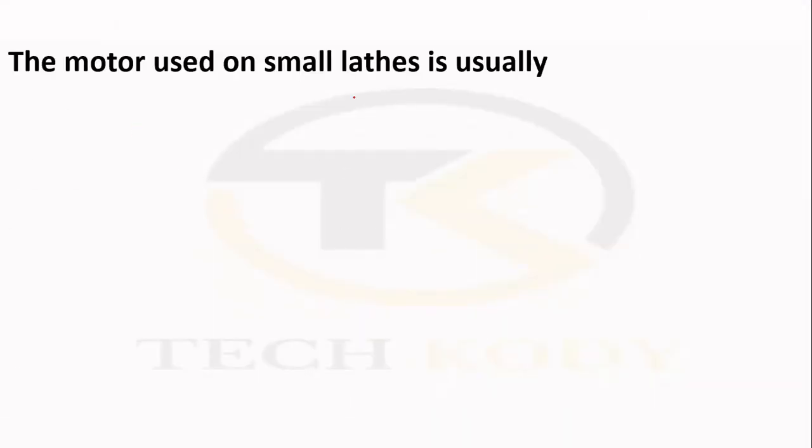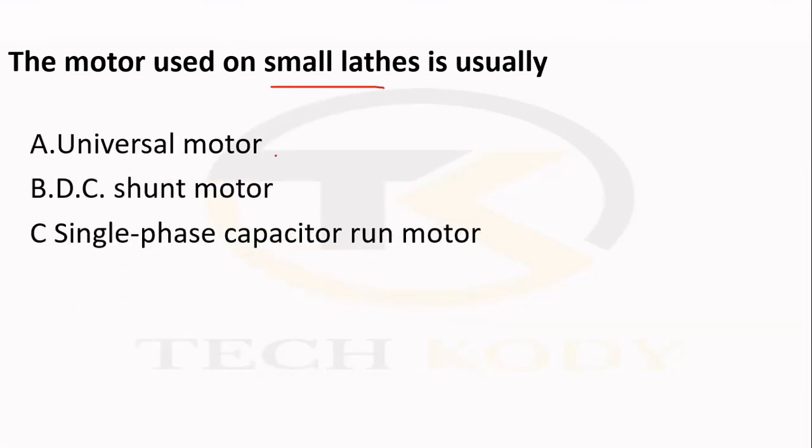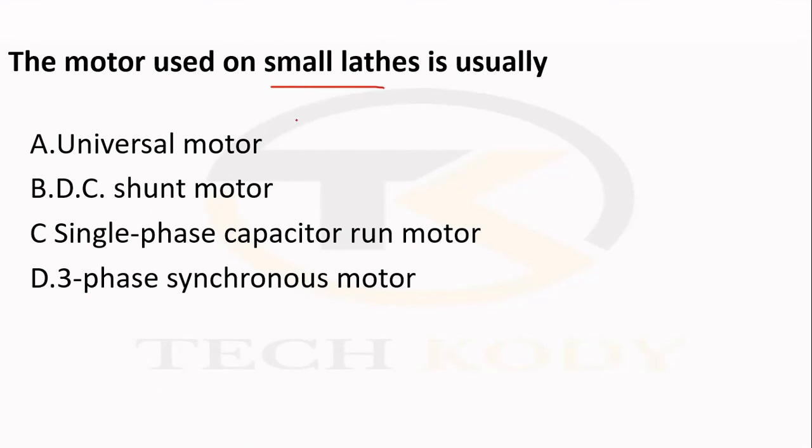The motor used in small lathe machines is usually a universal motor, DC motor, shunt motor, single phase capacitor run motor, or three phase synchronous motor. It is an important question. It is used as a single phase capacitor run motor. We can use it in lathe machines.